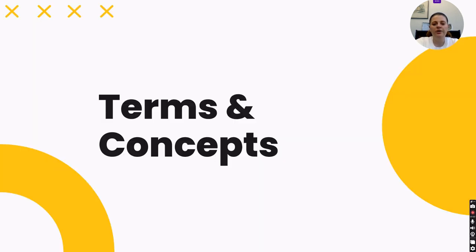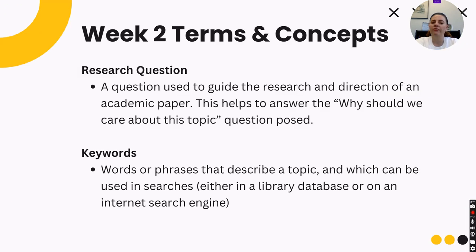This week for our terms and concepts, we have first research question, which is a question used to guide the research and direction of an academic paper. This helps to answer the question, why should we care about this topic when it's posed? Then we have keywords, which are words or phrases that describe a topic and which can be used in searches either in a library database or on an internet search engine.